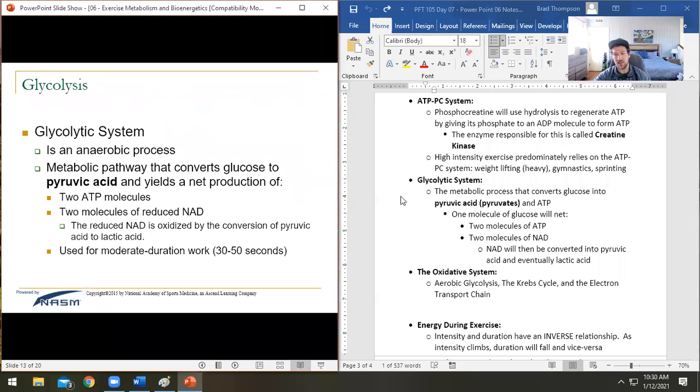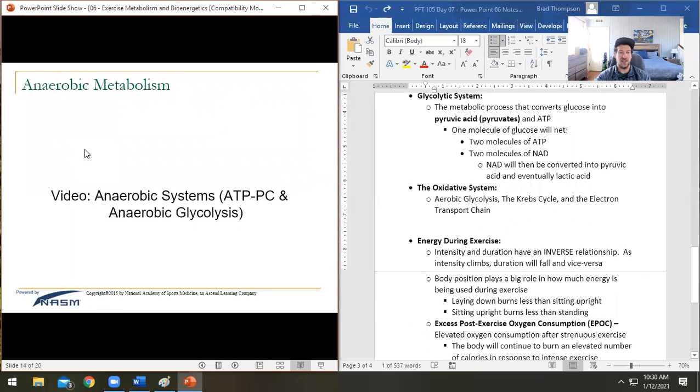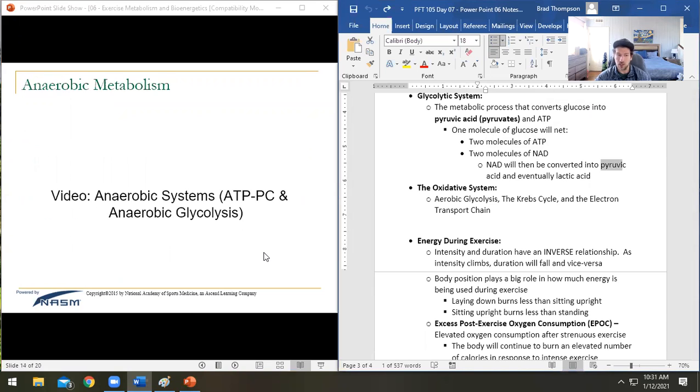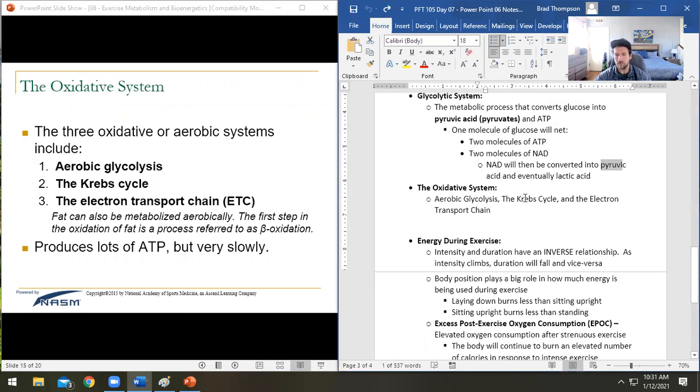Then you have glycolysis, right? This is also an anaerobic process where you are basically converting glucose into pyruvic acid, and luckily that pyruvic acid can be used down here in a little bit. And it's producing ATP, and so you get 1 molecule of glucose, you get 2 ATP, and you get a whole bunch of that NAD. NAD becomes pyruvic acid becomes lactic acid eventually becomes energy. And like I said, moderate duration work, 30 to 50 seconds, right?